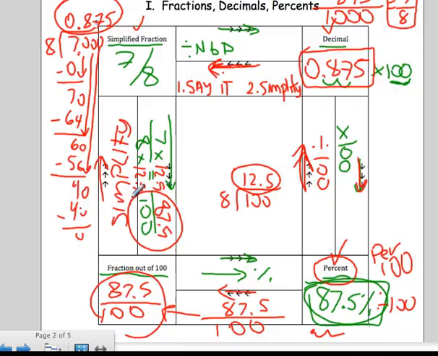And so to get from that fraction out of 100 to a simplified fraction, we just simplify. To get from that simplified fraction to this fraction out of 100, we just need to figure out what we need to multiply to get a denominator of 100. This is a pretty complicated example because there's a lot of decimals involved. Some of the other fractions you'll see will not be so complicated.